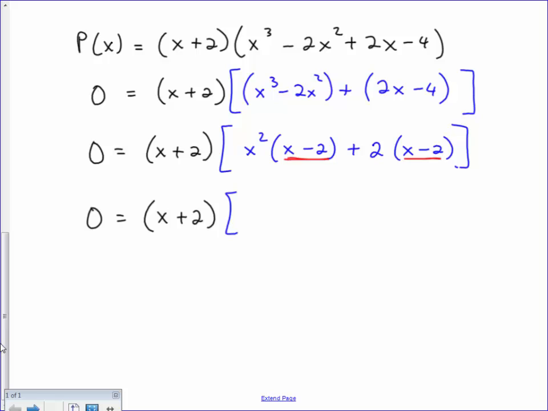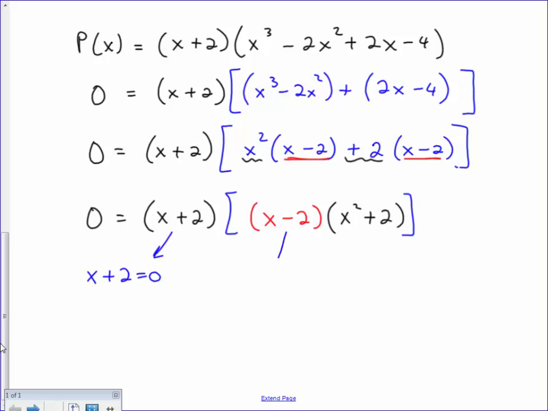The thing that matches, you want to write down only once. So you would write that x minus 2 down once. Then, what's left over, you write in a group in its own piece. So x squared plus 2 by itself. Okay? Now technically at this time I don't need the brackets, and also I've factored everything that I can possibly factor. So now to find the zeros, I would set each piece equal to 0. So x plus 2 is 0, x minus 2 is 0, and x squared plus 2 is 0.